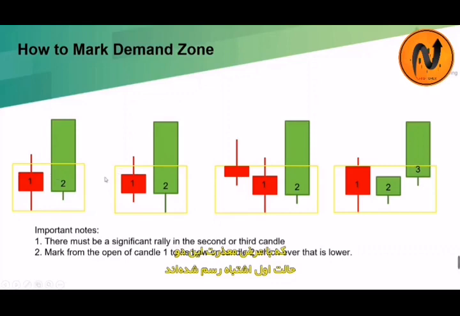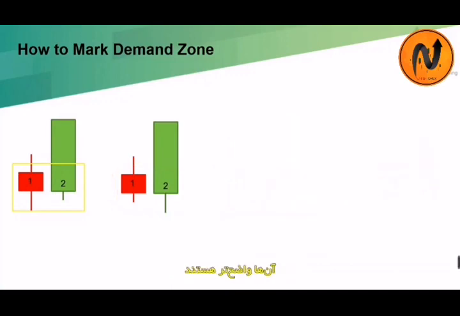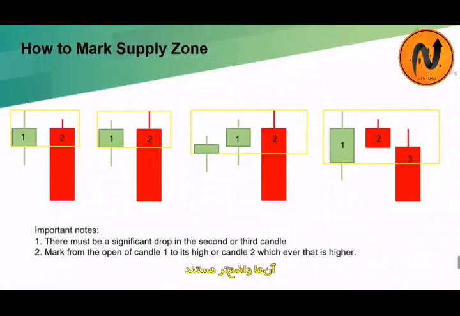This 2 is a bit wrong, sorry for that. It's supposed to be over here. Or candle 2, whichever is lower. Whichever is lower. So now I give you a bit of a hint. I'm going back to the supply zone so that it's more clear.